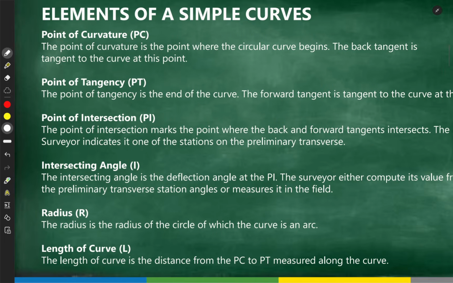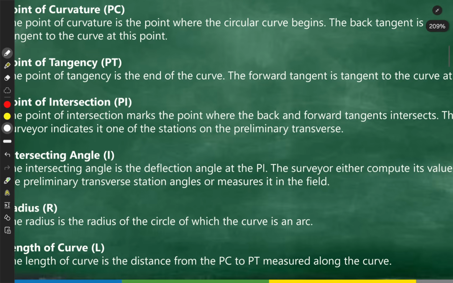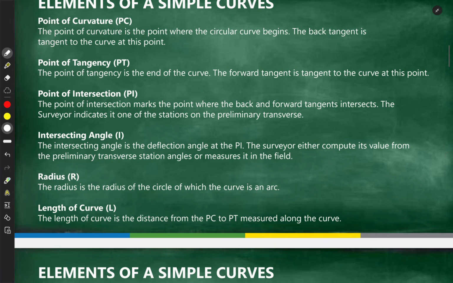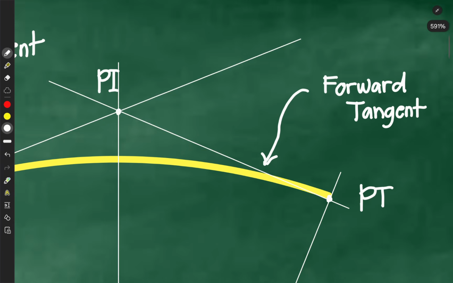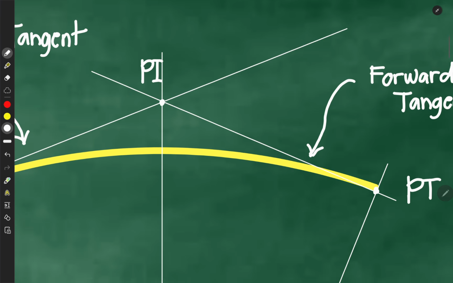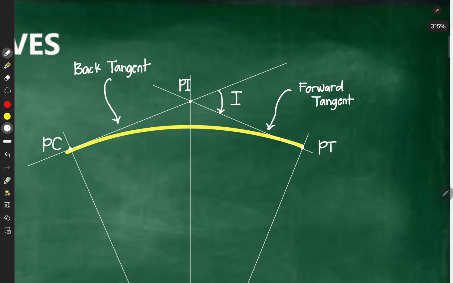And next, we have this intersecting angle. Intersecting angle is the deflection angle at the PI. The surveyor either computes its value from the preliminary traverse station angles or measures it in the field. So ito naman yung ating intersecting angle. So from our back tangent to forward tangent, if we have this deflection angle, ito yung ating back tangent and this is our forward tangent, nag-deflect yung angle niya, this is what we call our intersecting angle. Tawagin natin to as I.